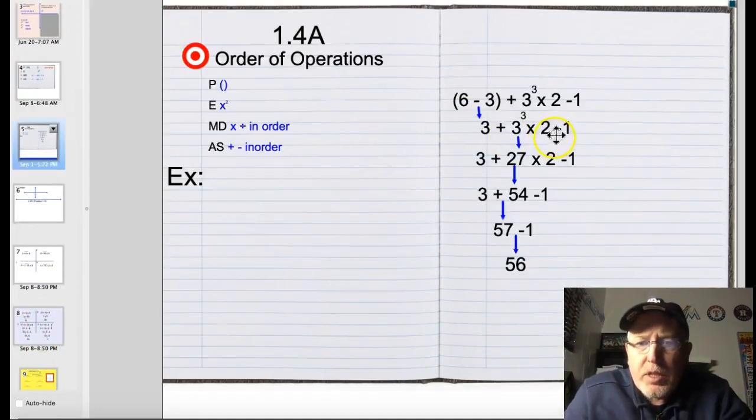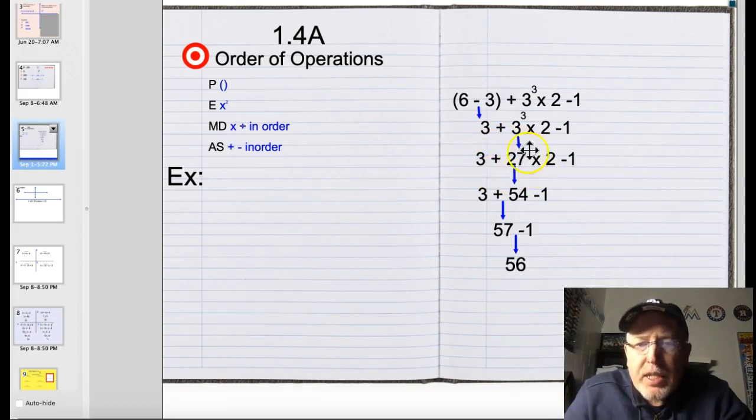Here is about a 5-step, 6-line problem. Taking a look at it, first we have to go to the parentheses. The parentheses first, 6 minus 3 is 3, and then I just copy the rest of the information: plus 3 cubed times 2 minus 1. We don't have any more parentheses. We do have an exponent, 3 cubed. That's 3 times 3 times 3, so that would be 27. So 3 plus 27 times 2 minus 1.